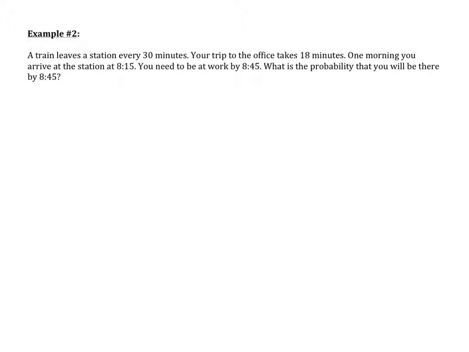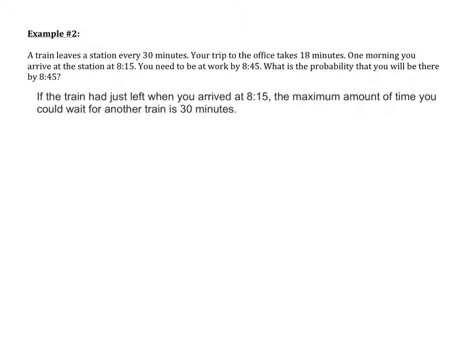So let's think about this. If it leaves the station every 30 minutes, when you got there at 8:15, the train could have just left, so the maximum amount of time that you could wait would be 30 minutes. So once again, if the train had just left when you arrived at the train station at 8:15, the maximum amount of time you could wait for another train is 30 minutes. But you need to be to work at 8:45.